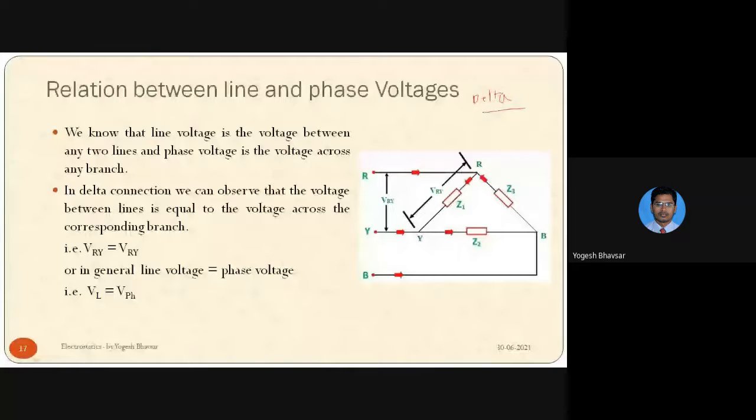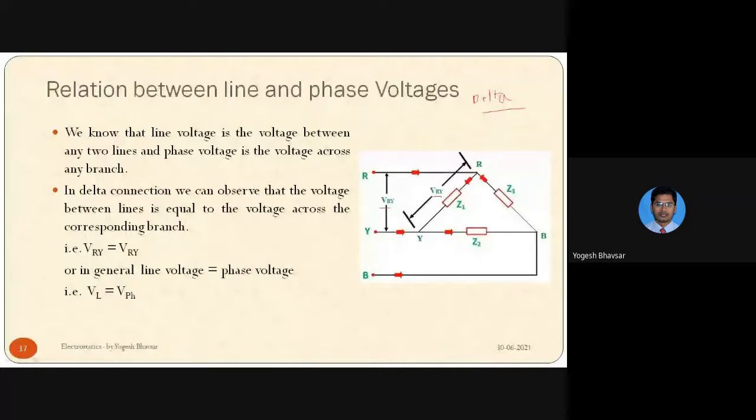Now we know this diagram, we already drew it. RYB are the supply voltages. Then RYB are the points, with impedances Z1, Z2, Z3. The voltage between line R and Y is VRY. The voltage between branch R and Y is also VRY.